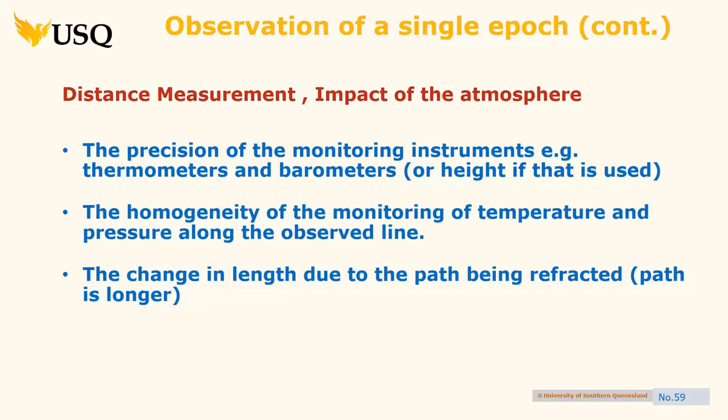So all the things you have to think about is the precision of the monitoring, how well you represent the line that you're actually measuring over, and the change of length due to the path being refracted, right? The path is always longer if it's refracted. Now, in normal surveying, a lot of this is not relevant. But as soon as you go to repeatable surveying or precision surveying, then you have to think about it.